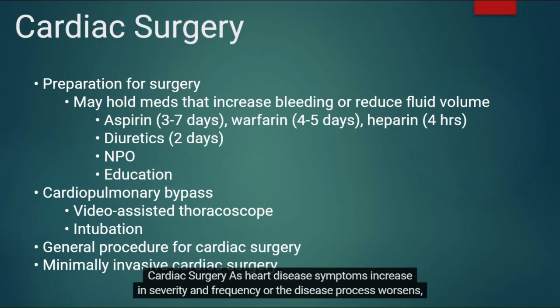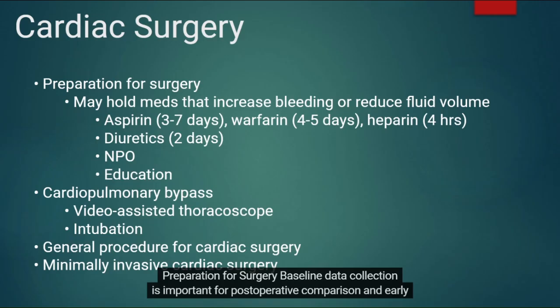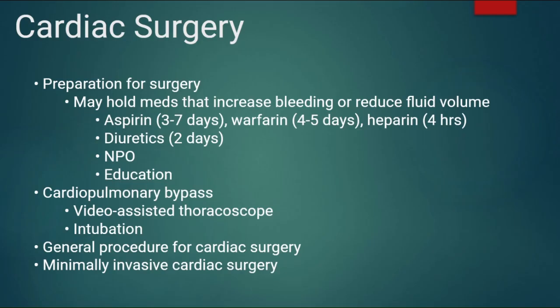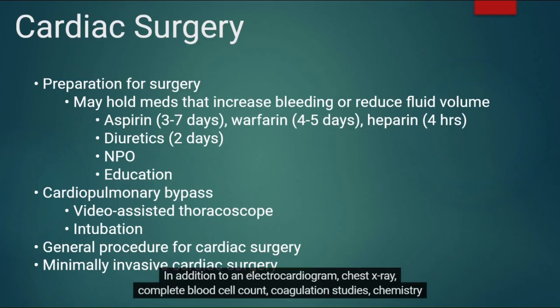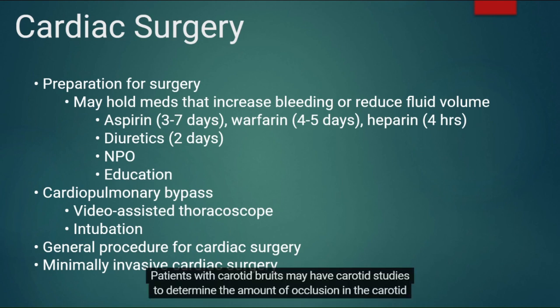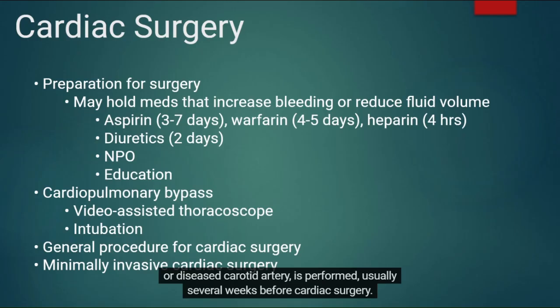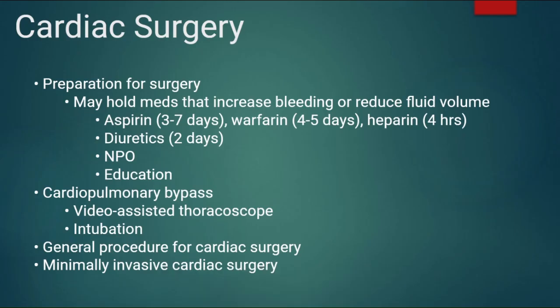Cardiac Surgery. As heart disease symptoms increase in severity and frequency or the disease process worsens, cardiac surgery may be used as treatment. Preparation for surgery: baseline data collection is important for postoperative comparison and early discharge planning. In addition to an electrocardiogram, chest x-ray, complete blood cell count, coagulation studies, chemistry profile, and blood crossmatch, patients with chronic obstructive pulmonary disease may have baseline arterial blood gases and pulmonary function tests. Patients with carotid bruits may have carotid studies to determine the amount of occlusion in the carotid artery. If the occlusion is significant, a carotid endarterectomy, which removes the plaque on the lining of the blocked or diseased carotid artery, is performed, usually several weeks before cardiac surgery.